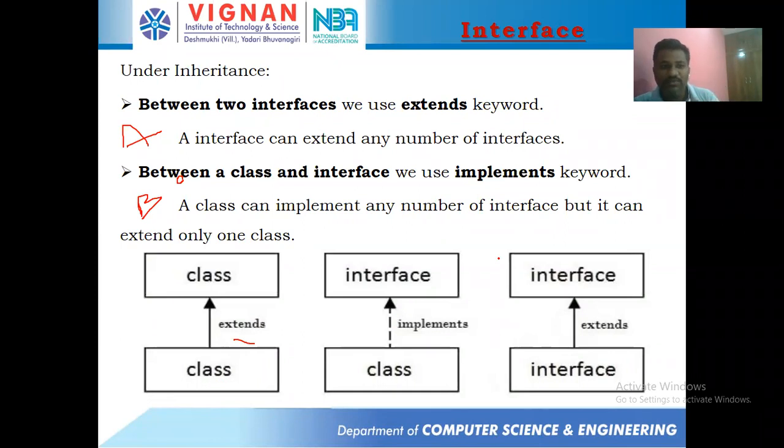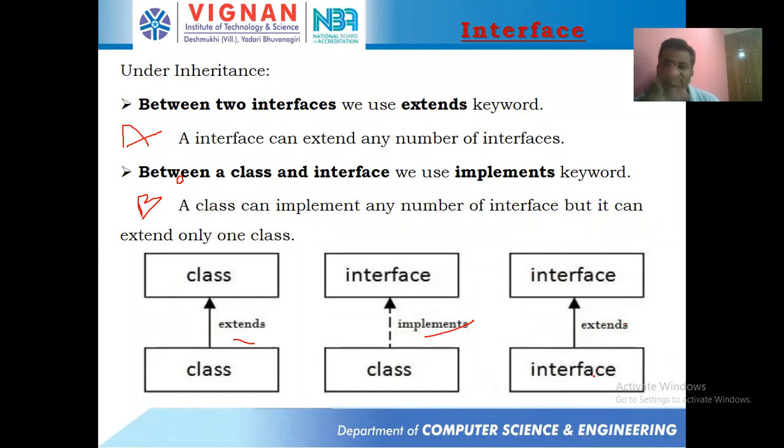Suppose I have an interface called A, which contains a method called m1, and I would like to write a class, and this class wants to implement that interface. Class implements interface. The interface contains abstract methods, and those abstract methods can be implemented in the class. So if you want to do such things, you need to use the keyword implements between class and interface.